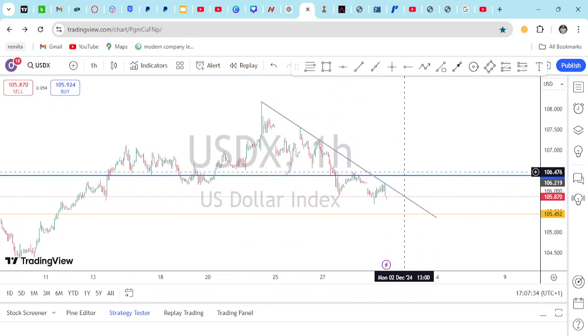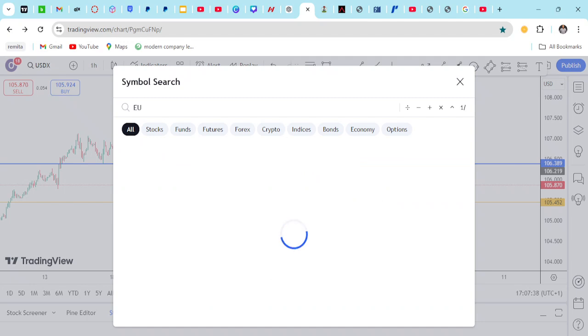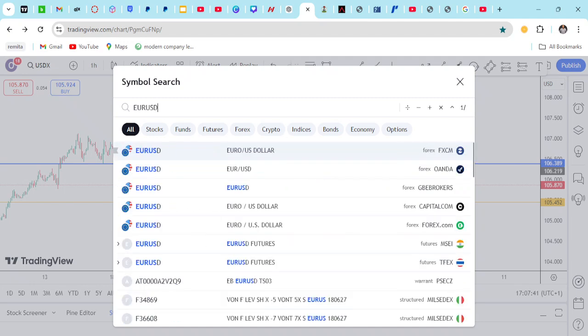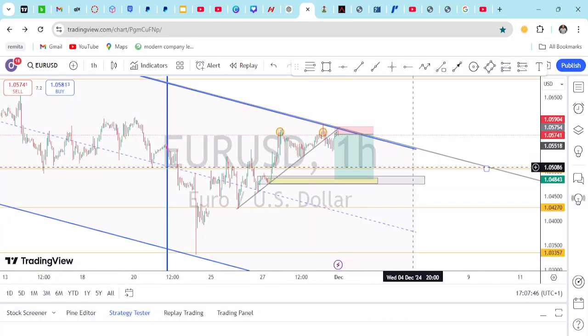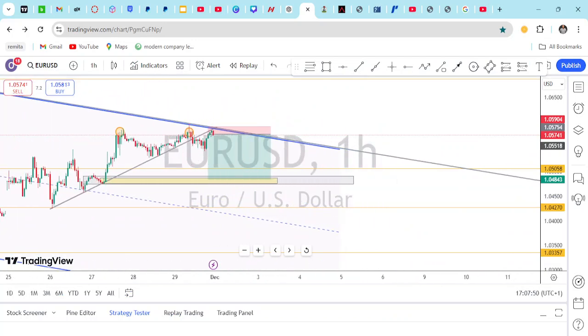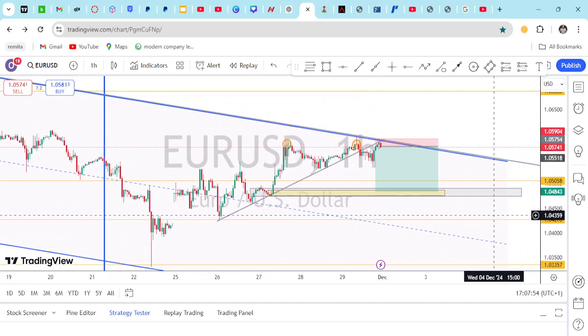So having said that, let's look at some dollar pairs together. Let's look at Euro USD. I have already done some analysis on this pair, but let's also look at it together. Let's look at this pair together. So this is Euro USD.